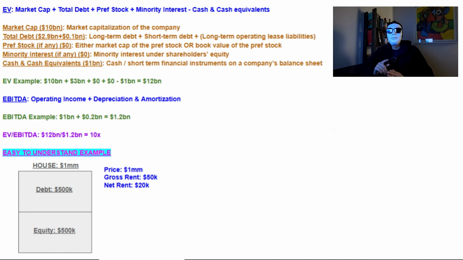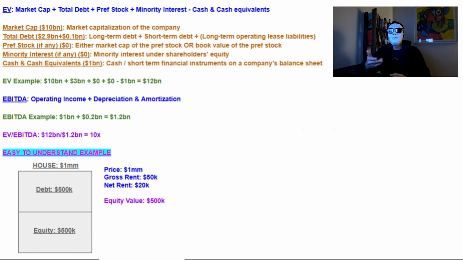Now, in this example, if you are trying to buy this house and the bank which provided the mortgage comes to you and says that they'll roll over the debt for you so that you can just keep the mortgage, basically you only have to pay $500,000 to purchase this house. Now, this $500,000 is the equity value of the house. Equity value is basically the amount of money you have to pay to purchase an asset. Therefore, the more debt an asset has, the less equity you have to pay. So, the equity value of this house is $500,000.